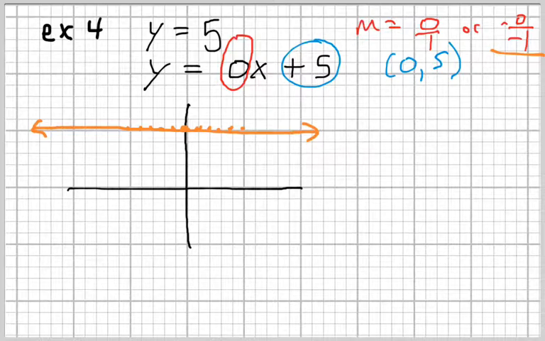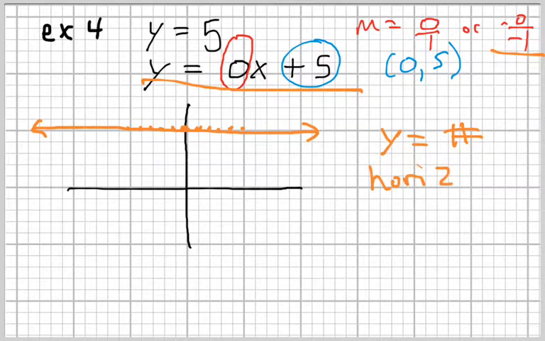You can do this every time where you convert it and show your x, or you can just remember that y equals a number is always a horizontal line at whatever that number is. Every single time, y equals a number is a horizontal line.